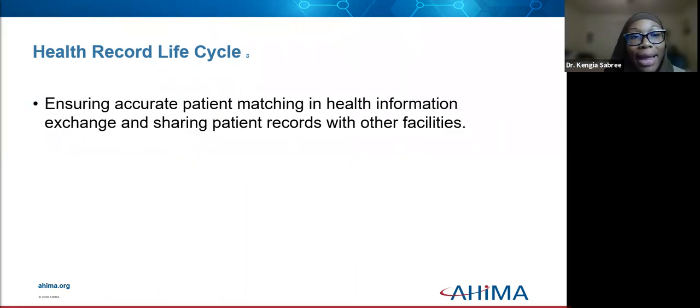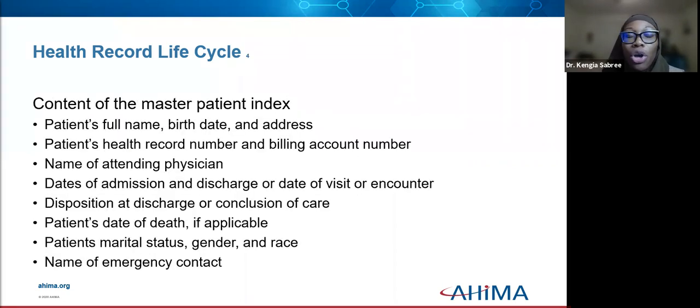Okay, so the health record life cycle, pretty much it ensures accurate patient matching in the health information exchange and sharing patient records with other facilities. So some content of the master patient index is going to be the name, the date of birth, the address, the medical record number, the billing number, the name of the physician, the dates of admission and discharge, the disposition, or discharge at the conclusion of care. If the patient died, the date of death, the time of death, the marital status, the gender, the race, as well as an emergency contact.